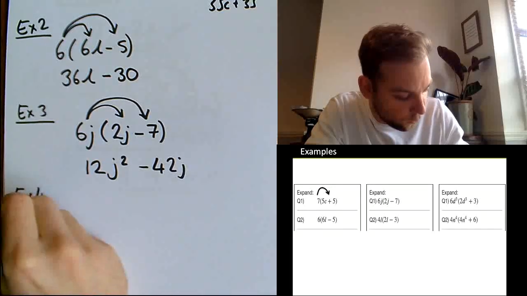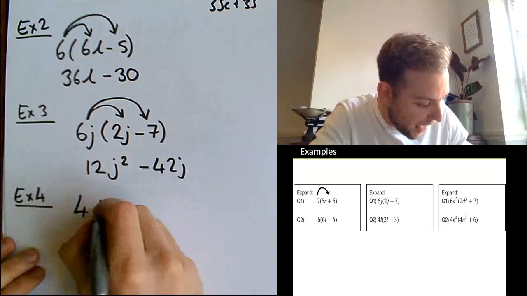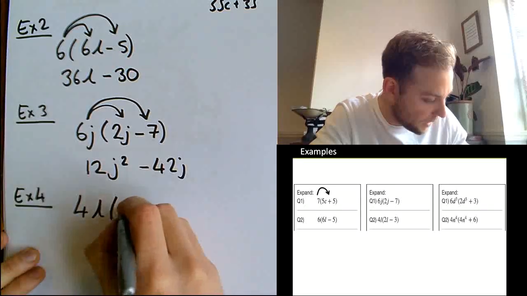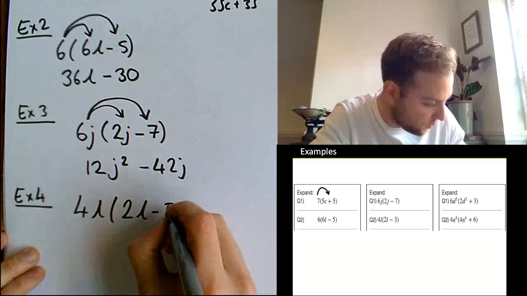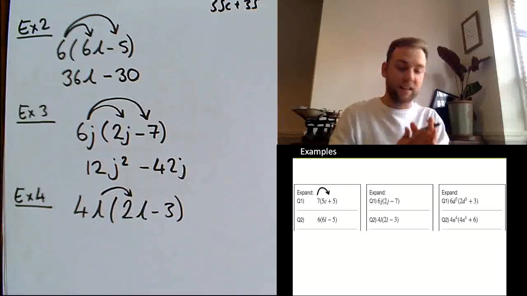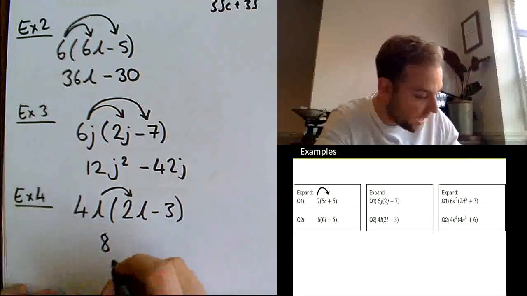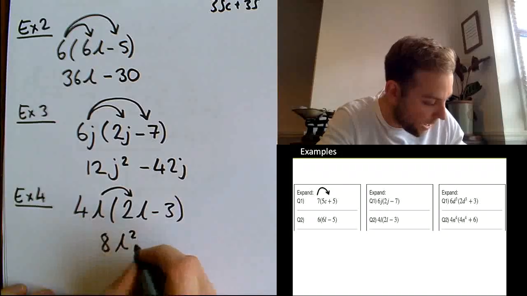Example 4. So the next one is 4l times by 2l minus 3. So very similar to the last one. 4l times by 2l. Well, 4 times by 2 is 8. L times by L is L squared.